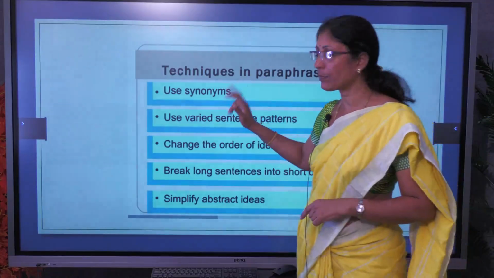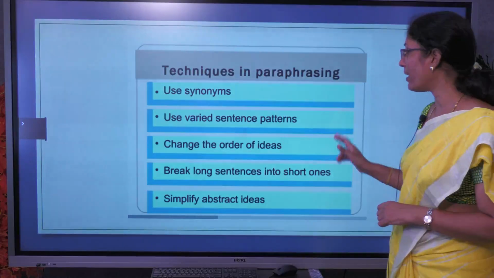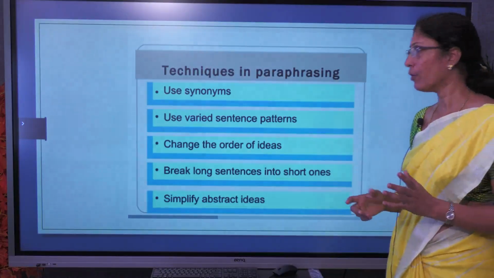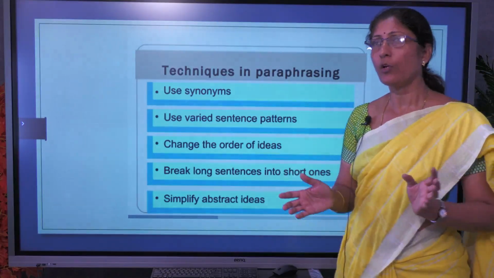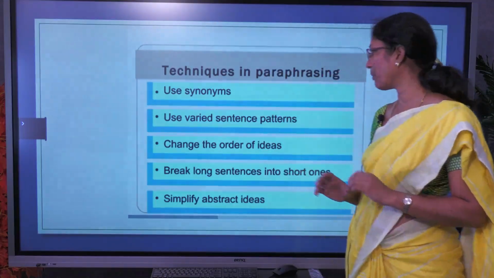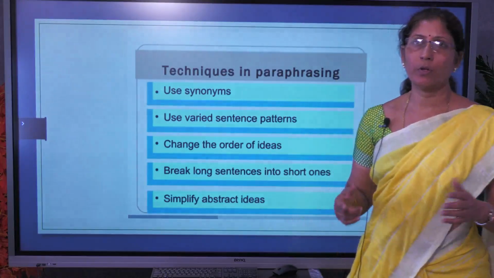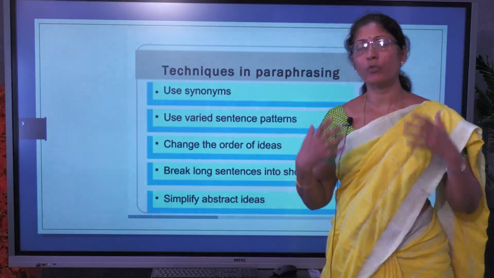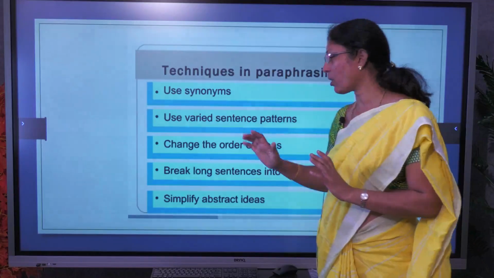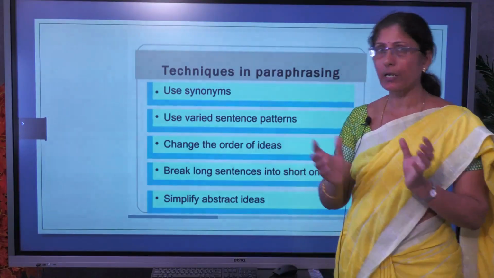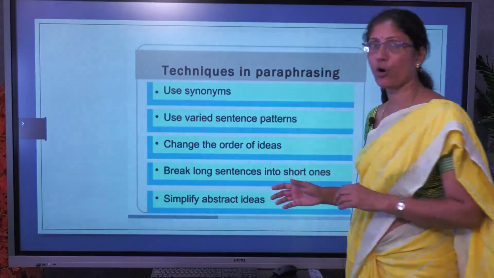We should find some synonyms for the words, right, and then use varied sentence patterns. That means simple sentences, complex, compound, or something, different types of sentences. So we use varied sentence patterns and change the order of ideas, just to make it our own, whichever is comfortable for you, without changing the meaning. We change the order of ideas, or we take different sentence patterns, and we break long sentences into short ones.